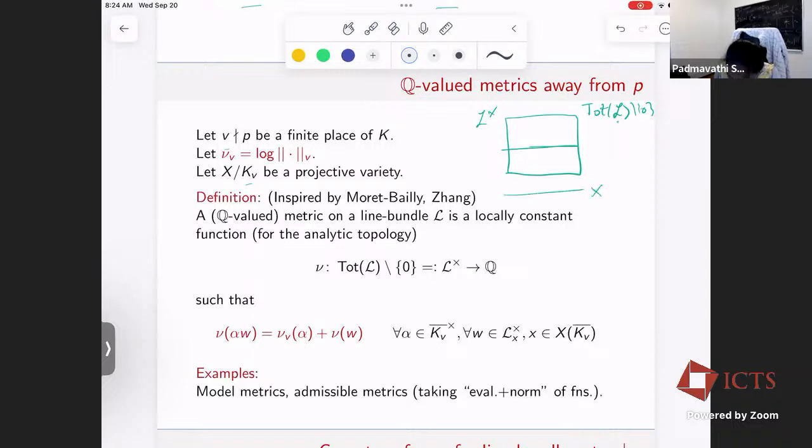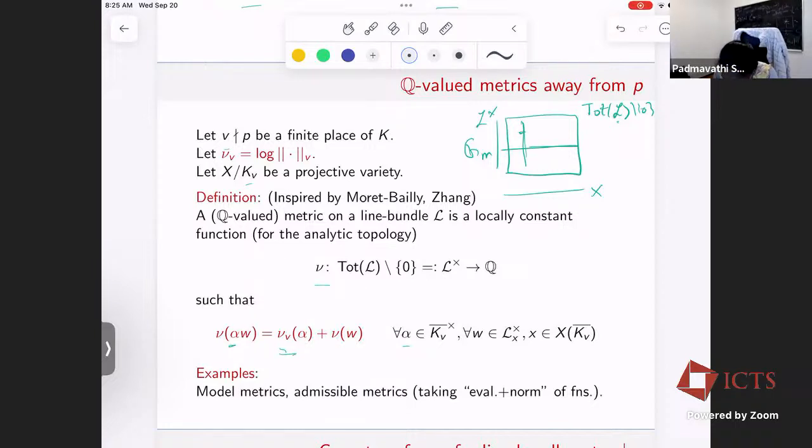So this is naturally a G_m torsor over your base X. So the fibers of L cross look like copies of K cross. And fiber by fiber, you want this to behave like the valuation at this place. So if you scale a point in the fiber by a number alpha, then you want the metric, this function, to change by the valuation of alpha, right?